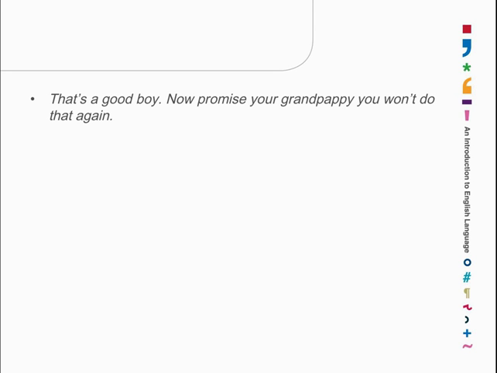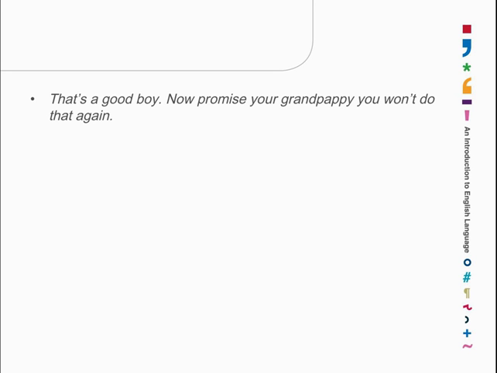Well, this could be someone talking to a dog or to a small child, and we know something about where they come from because they use the word grandpappy. That's not a word that's used in every part of the English-speaking world. So it looks as though it's spoken, and it looks as though it's spoken from one person to another rather than in a public speech, and it looks as though it comes from a particular location.